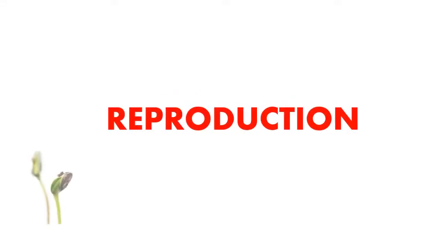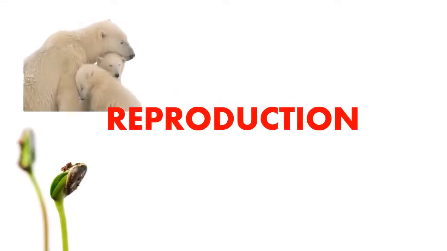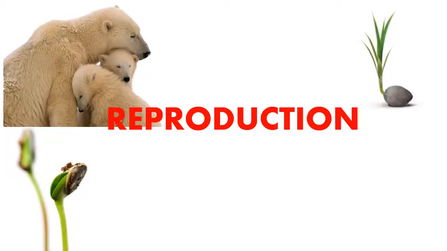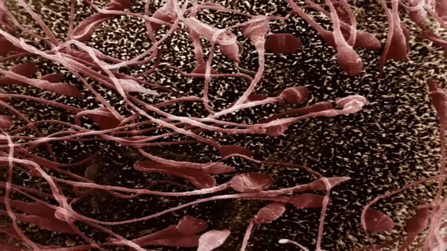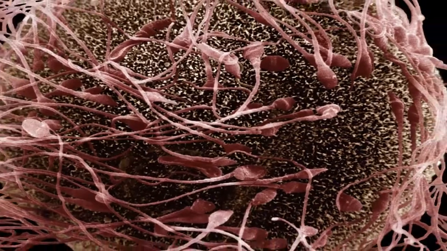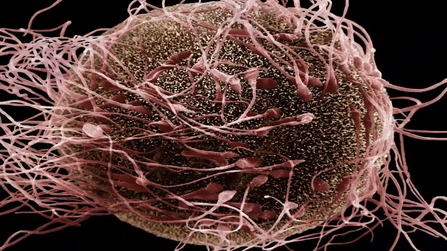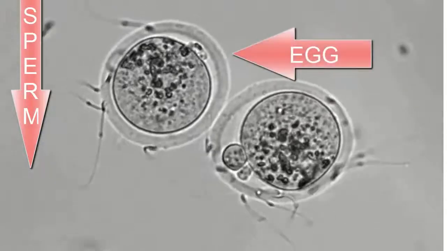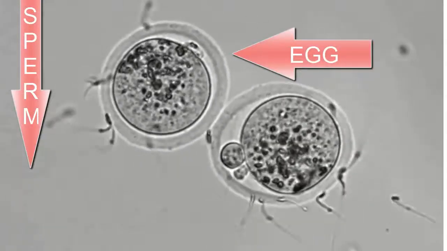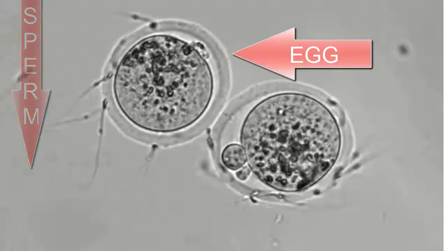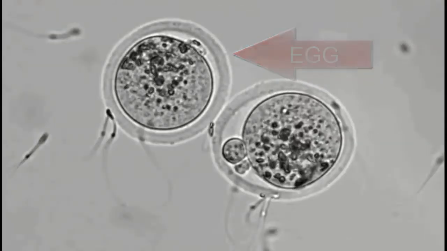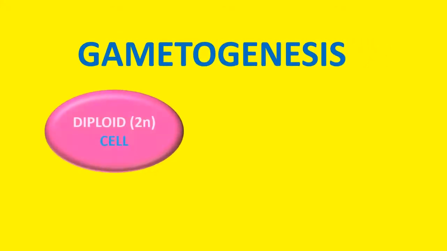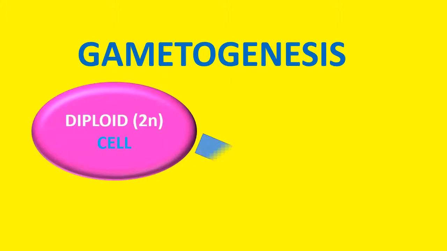Reproduction is a fundamental feature of all organisms to give rise to offsprings of their own. In the human reproductive process, two kinds of sex cells or gametes are involved, the male gamete or sperm and the female gamete or egg. This gamete formation is called gametogenesis, which is a process by which haploid gametes are produced from the diploid precursor cells.